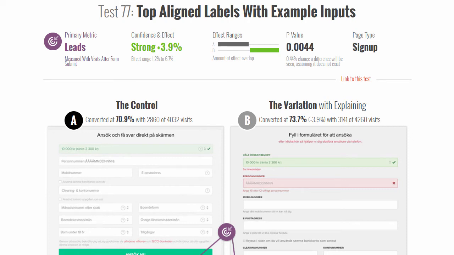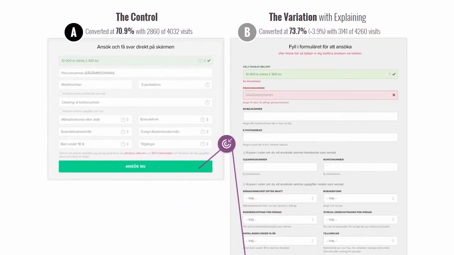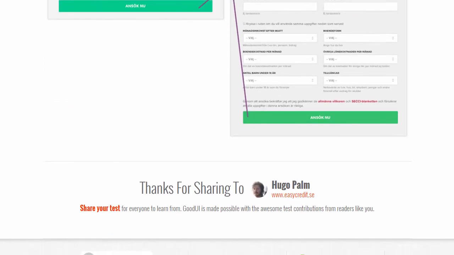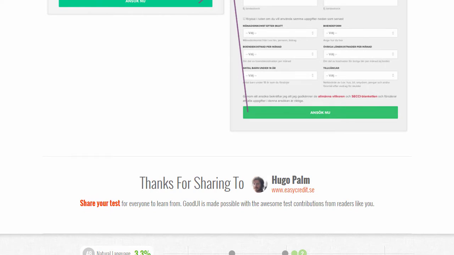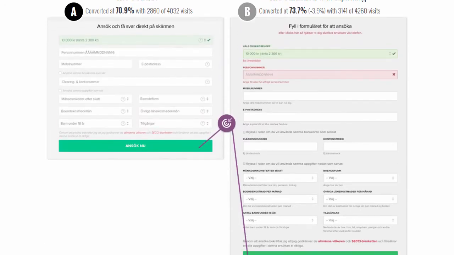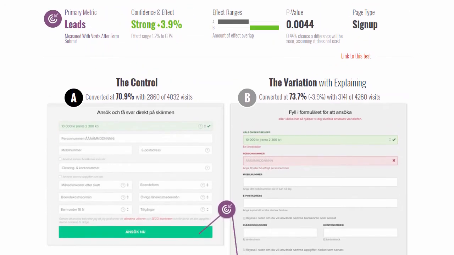Hey, and here's test 77, which I wanted to share with you. I think it's a really cool, interesting test, which shows some good form design practices. That's probably common knowledge by now. It's been run by Hugo Palm, I believe from North Mill, but he actually ran this test on Easy Credit, which I believe is a money lending site of some sort. It's in Swedish. I, by the way, don't understand Swedish.